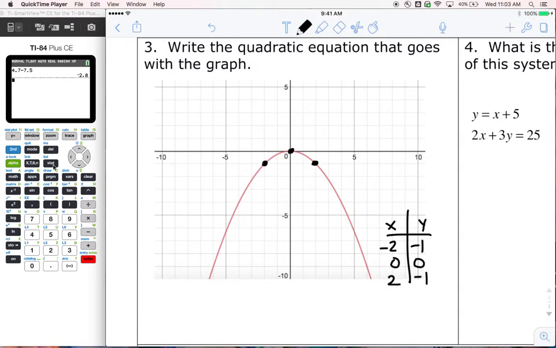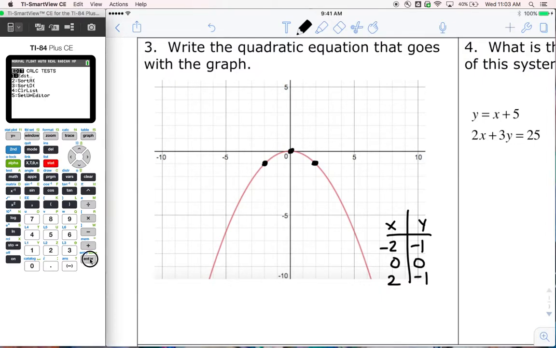I'm going to go to Stat Edit in my calculator, and I'm going to type in those 3 numbers. Now you do need 3 numbers. You've got to have the vertex and a point on each side of the vertex. So it looks like I've got negative 2, then 0, and then positive 2 for my x's. For my L2s, I've got a negative 1, and I've got a 0, and I've got a positive 1. That didn't work, so let's retype. There we go. And then I've got a positive 1.